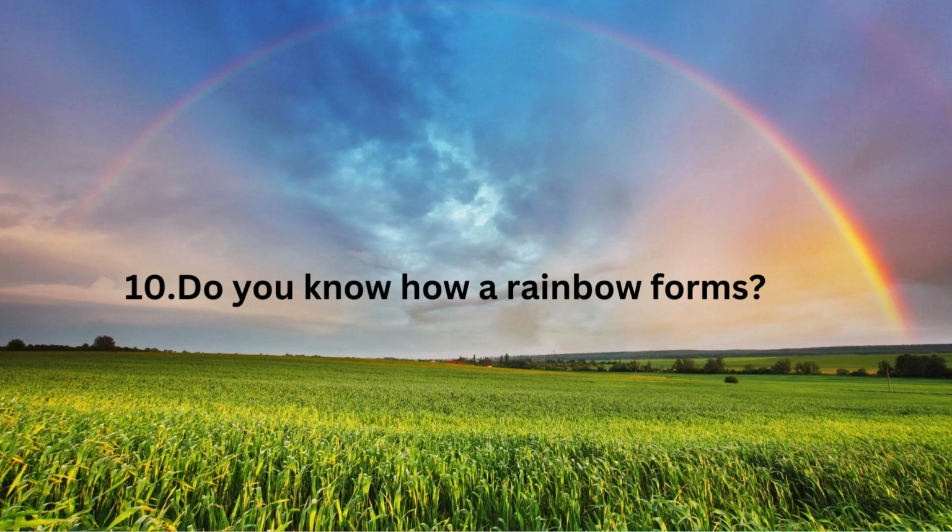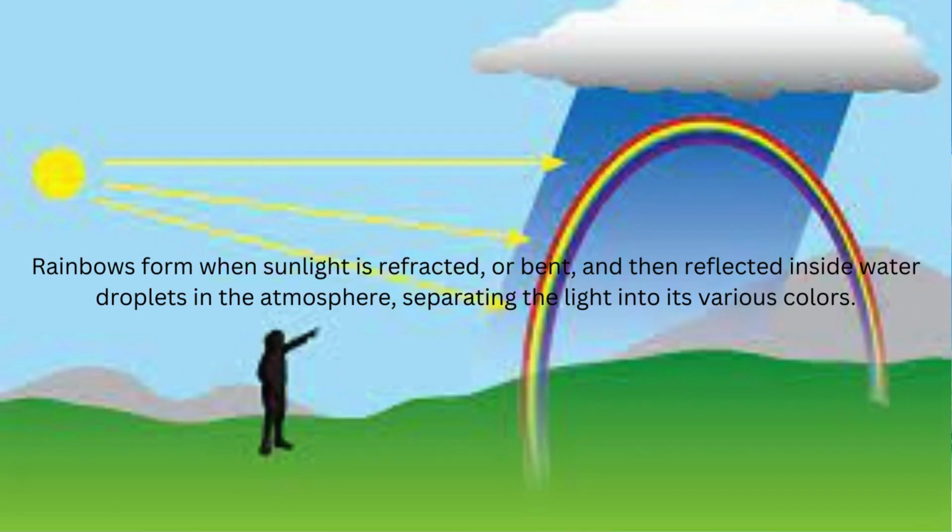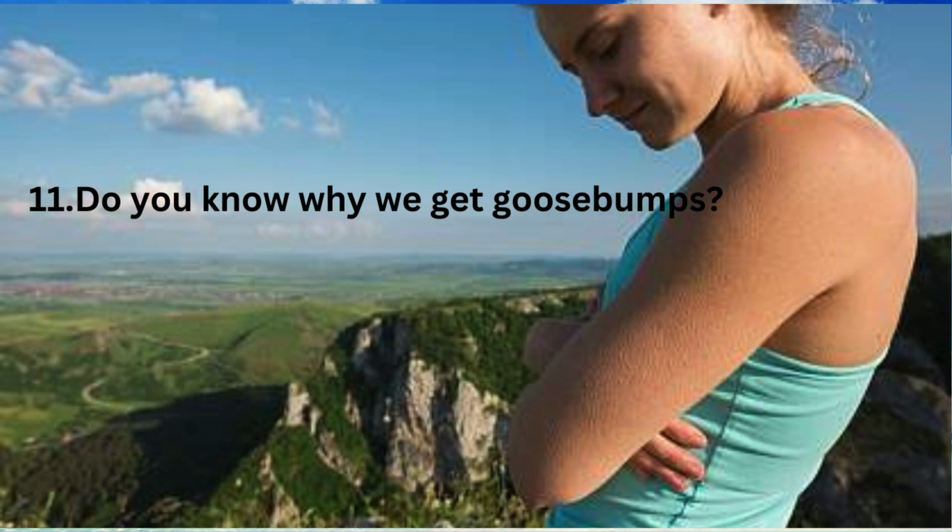Next, do you know how a rainbow forms? Rainbows form when sunlight is refracted, or bent, and then reflected inside water droplets in the atmosphere, separating the light into its various colors.